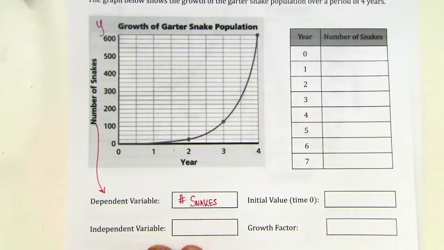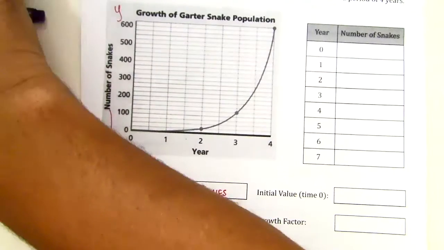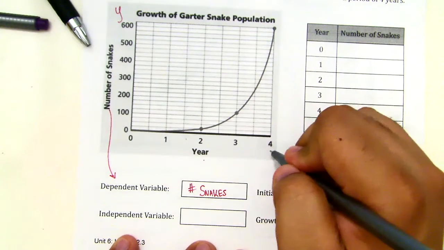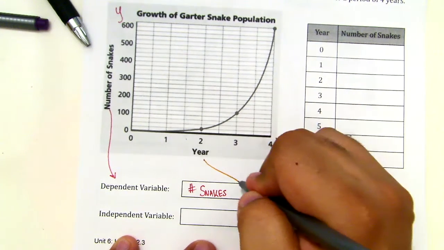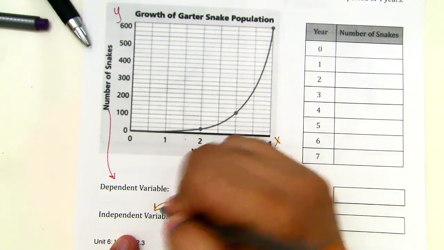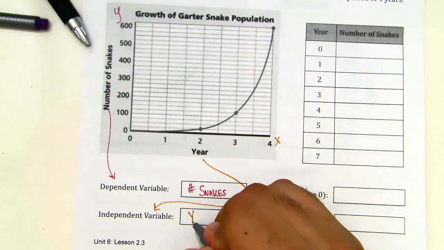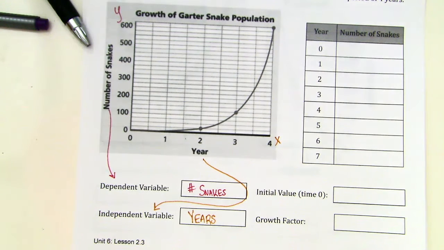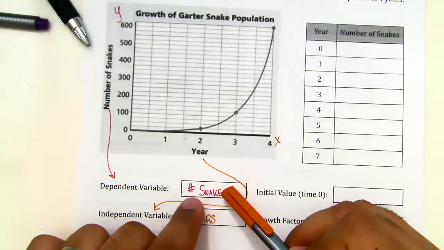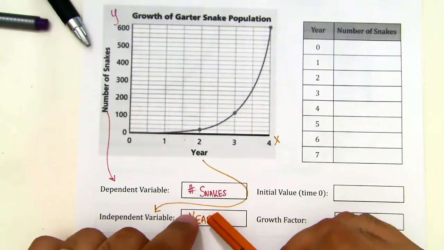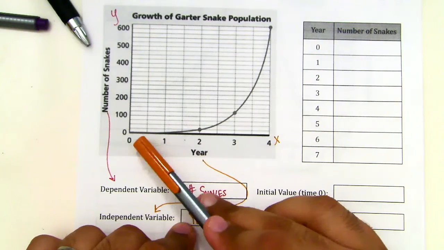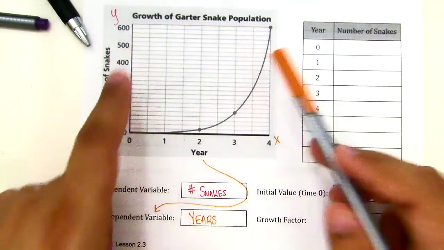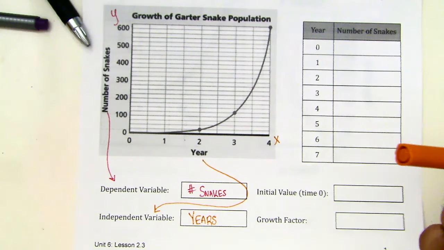Now the independent variable, similarly, is going to come from the other side. This is the x-axis, so the independent variable comes from here. In this case, that's just the number of years that have gone by. And remember, if you can use it in the sentence "depends on," I can say that the number of snakes depends on how many years have passed. After more and more years pass, I can see that the number of snakes is rising. So that's an independent-dependent relationship.